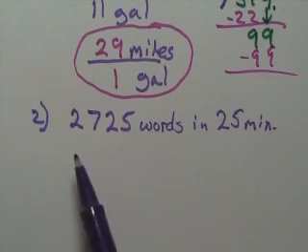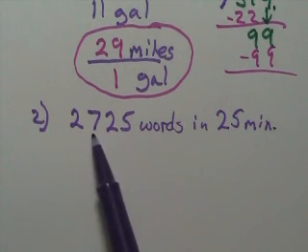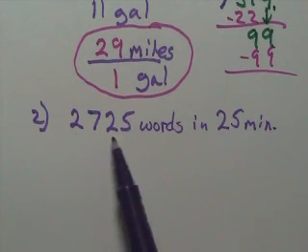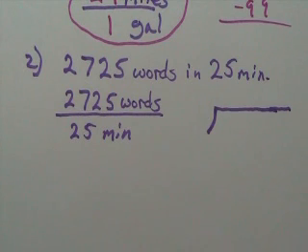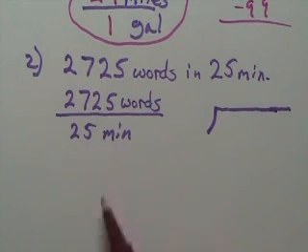Okay, here's our next rate. We have 2,725 words in 25 minutes. So if you were typing this many words in 25 minutes, how many words is that per 1 minute? That would be the unit rate. So our rate is 2,725 words in 25 minutes. That's our rate. Now we want to find the unit rate.